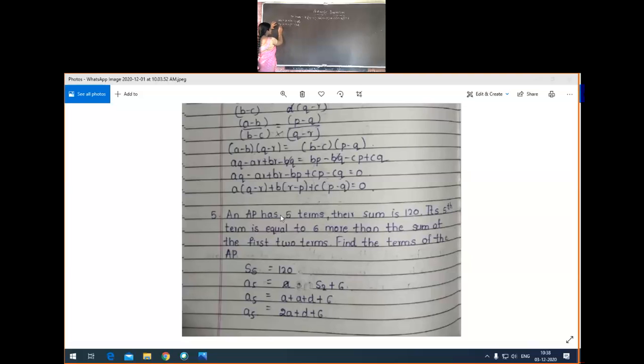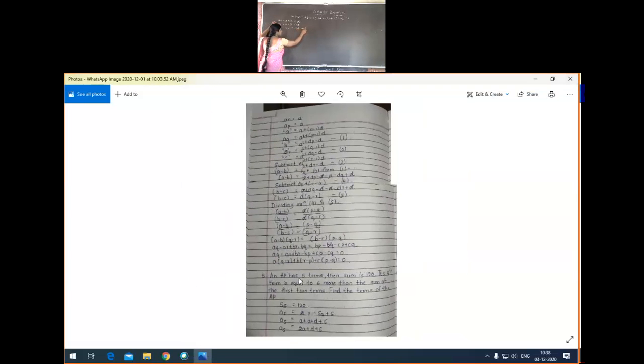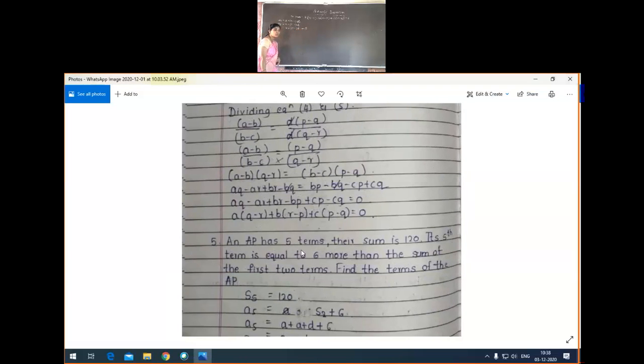Let us denote this ap as a. So a is equal to a plus (p minus 1) into d. Call this equation number 1. In the same way, the qth term aq is equal to a plus (q minus 1) into d, and aq is equal to b. So b is equal to a plus (q minus 1) into d. Call this equation 2.